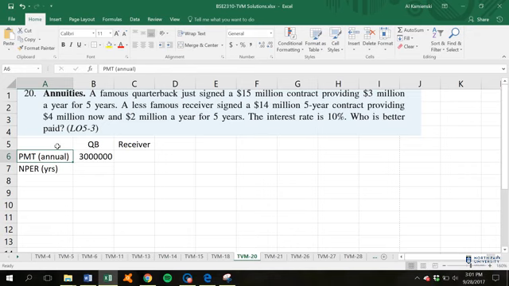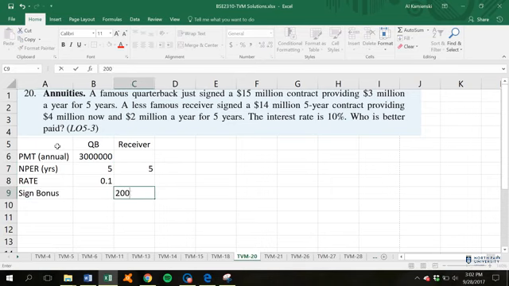And there's a rate of 10%. Now, what's different about the receiver, though? So the receiver now just signed a $14 million 5-year contract that gives him one extra thing, a signing bonus. And that signing bonus is for $2 million. But then only provides him with $2 million a year for 5 years. So you can see where we're going here.